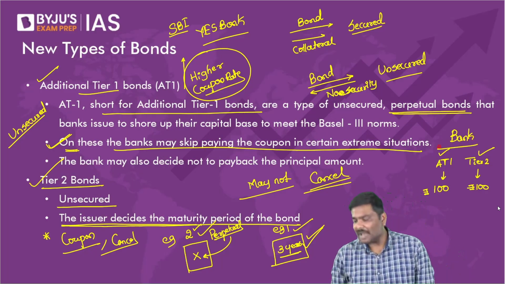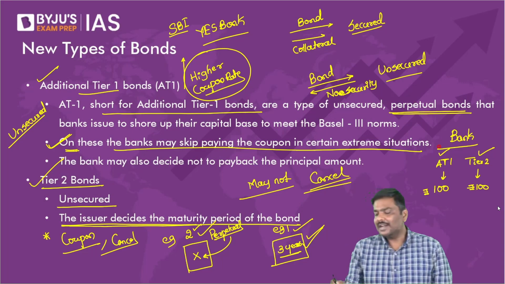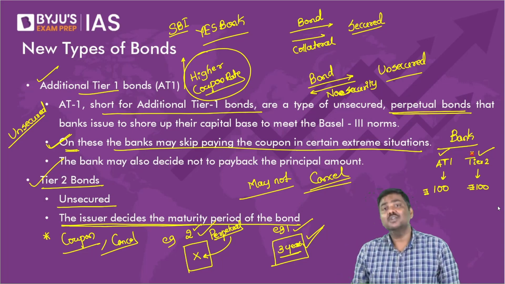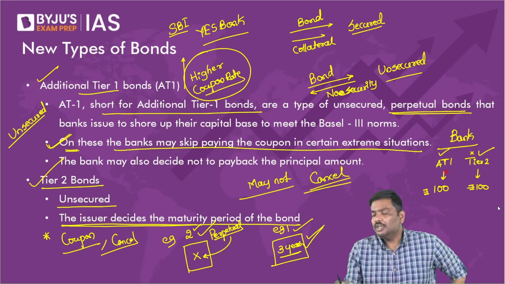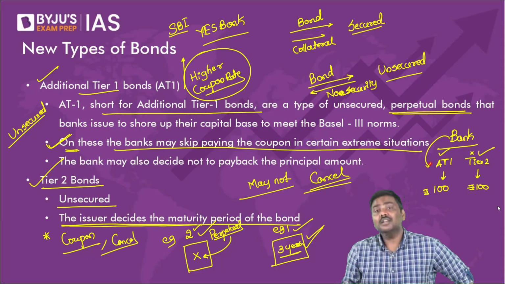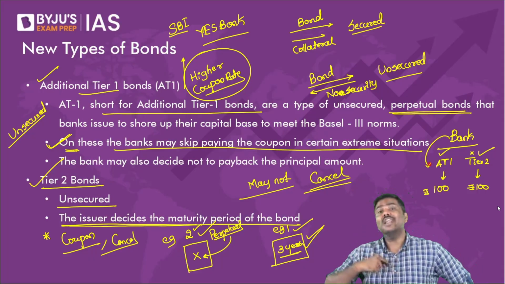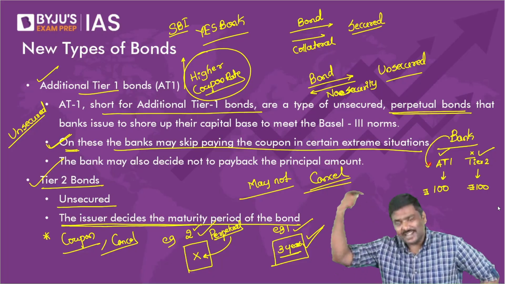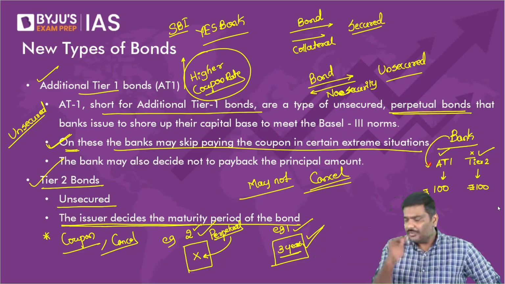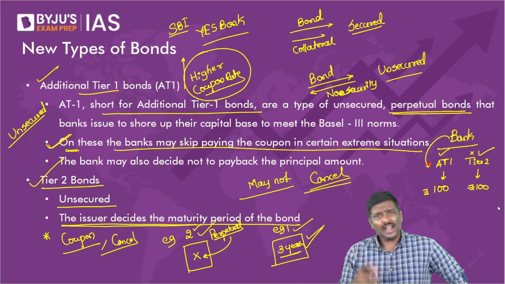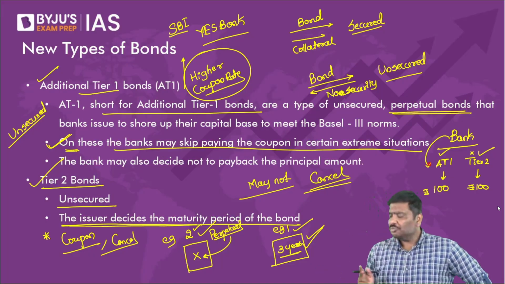Most of you are correct. I'm happy. Most of you are correct. Right? Some of you are saying tier 2 bonds. No, my dear, you are wrong. Your reliance on additional tier 1 should be more. You should rely more on additional tier 1 bonds. If you ask me why, sir, why? I don't think so, it should be tier 2 bond.